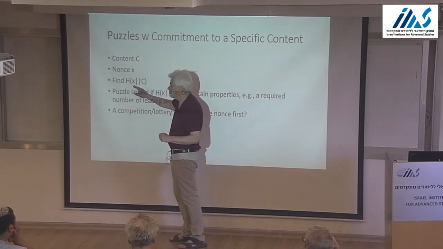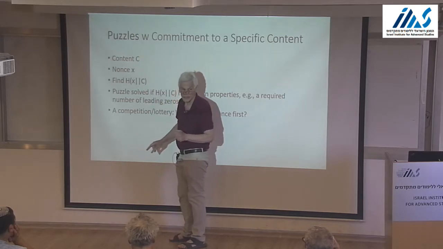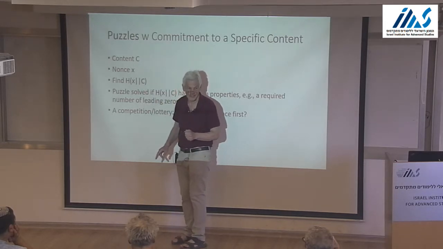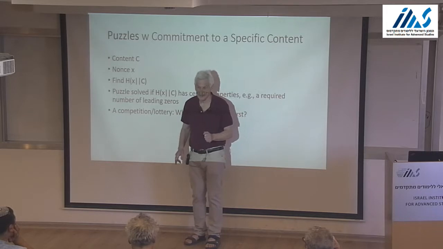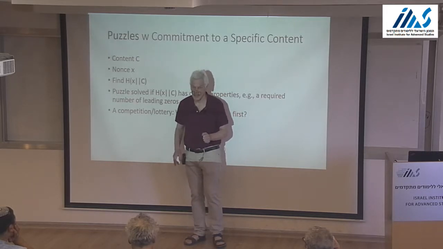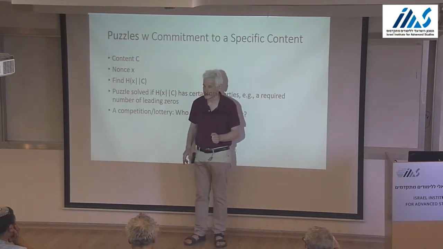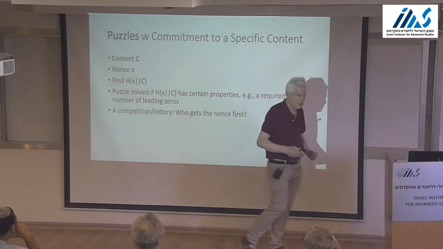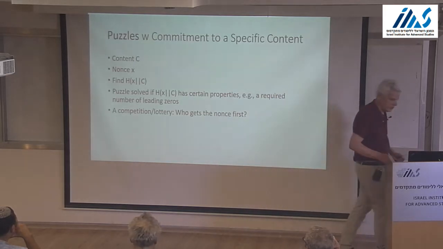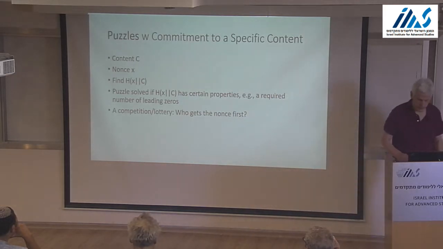But the x has to do it. So if you don't like the first x, you have to find the second x and the third x and so on and so forth until somebody hits upon the right x. So we can have a competition for a puzzle like that. Any question about this? So this puzzle solving procedure is an essential part of the famous mining for Bitcoin. But that was a good place to introduce it. Any question?